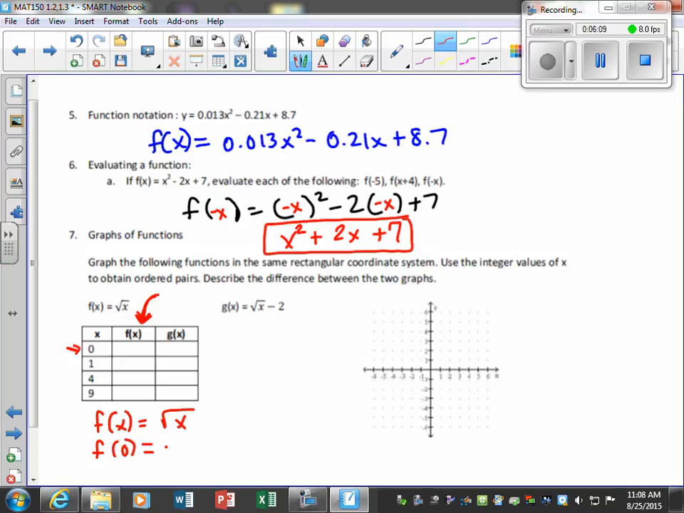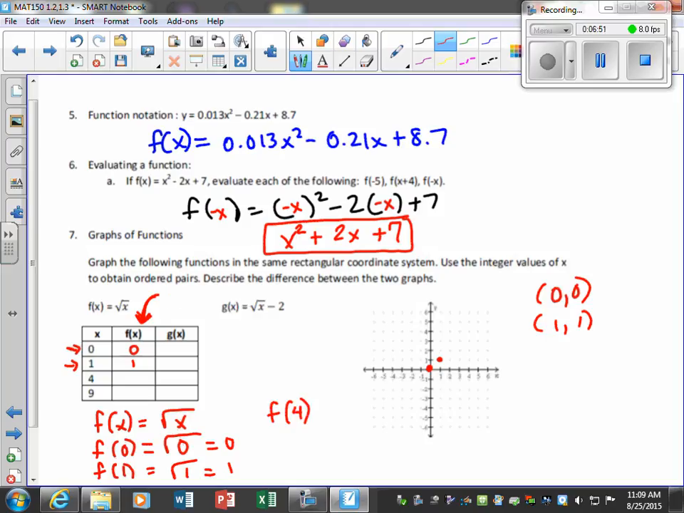F of 0. When x is 0, that means come over here and plug 0. And what is the square root of 0? 0. So we're going to put that in. Now these two make an ordered pair, actually. So this is just the ordered pair 0, 0, which if I wanted to go ahead and do that, let's come over here and jot that down. Now let's move to f evaluated at 1. What is the square root of 1? Just 1. Good. So that would give us the ordered pair 1, 1. Remember in graphing we go over to the right 1, up 1.